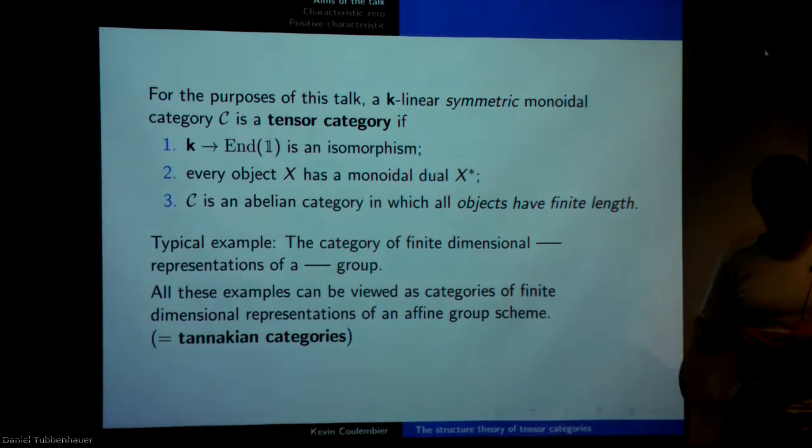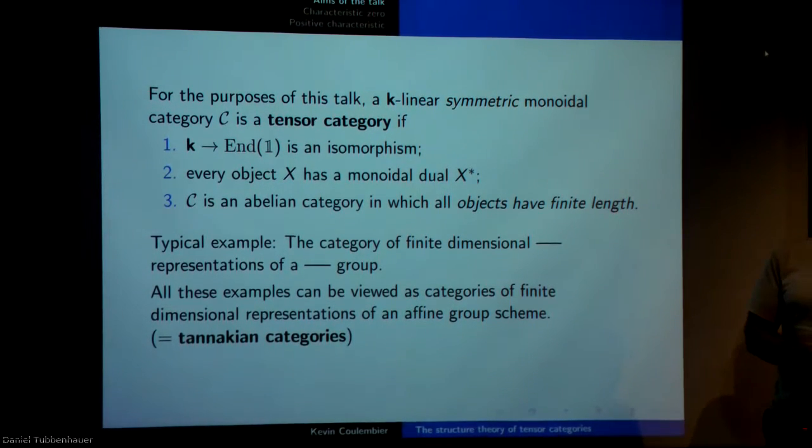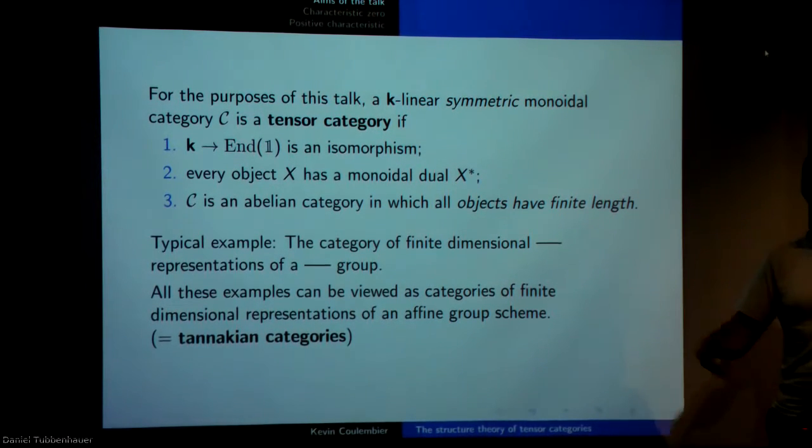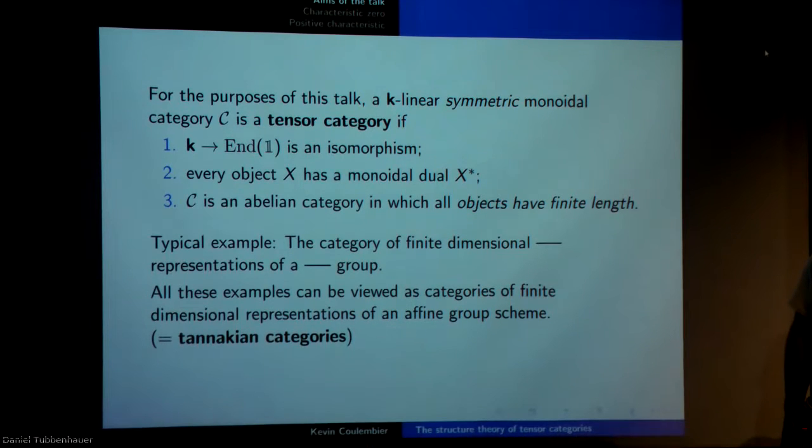So representation categories of affine group schemes, but they can also be often interpreted as representations of some other type of group. Okay.